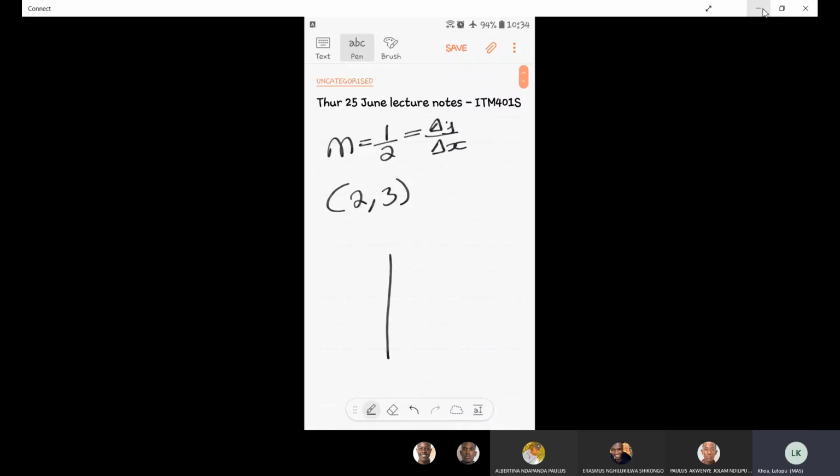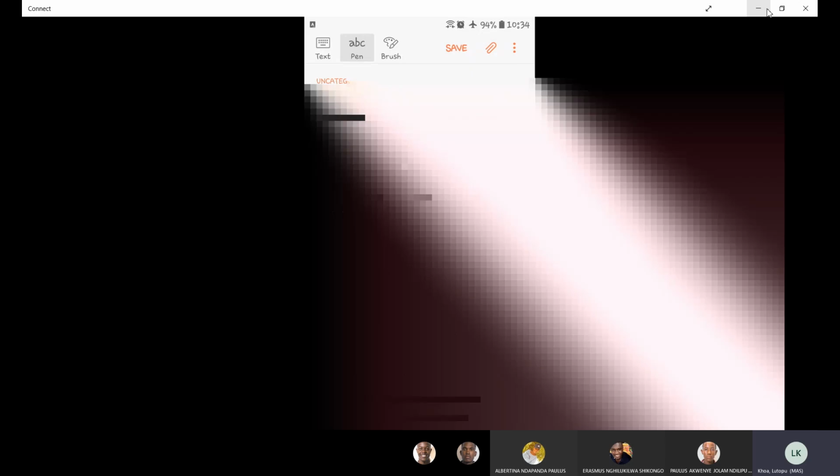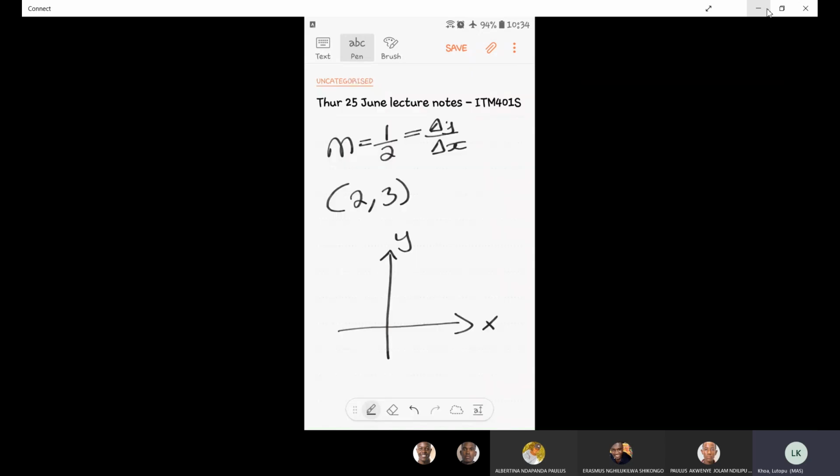So you draw your x and y axis. So this is your x-axis, that is your y-axis. Then you will plot the point (2, 3). (2, 3) is somewhere here. So this is 2 and that is 3.